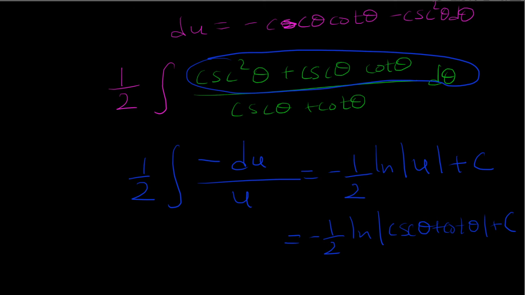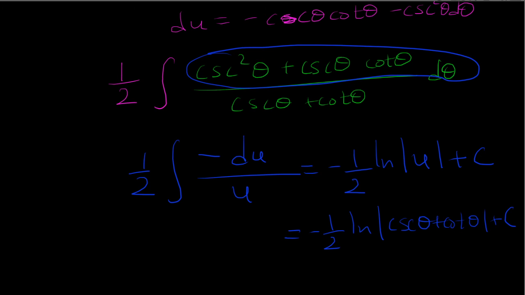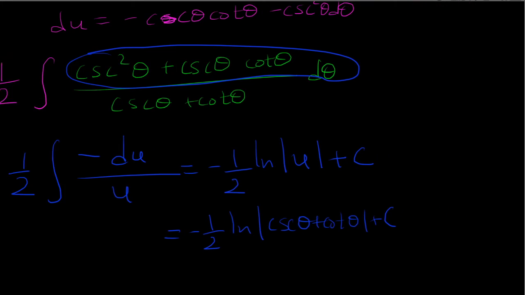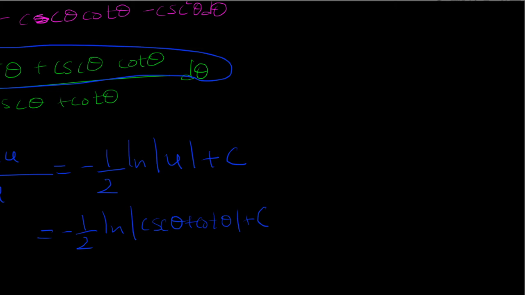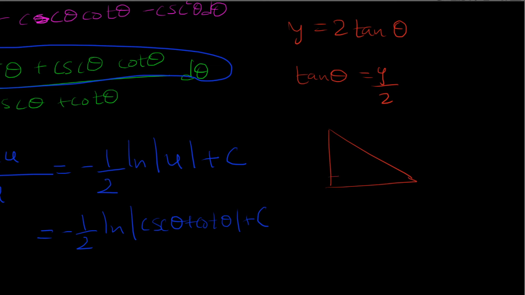So back in the beginning, we did let y equal 2 tangent theta. Okay, so let's look at that. So if we let y equal 2 tangent theta, that means that tangent theta is y over 2. And here we can draw a right triangle with angle theta. Tangent is opposite over adjacent. And so the hypotenuse will just be the square root of y squared plus 4.